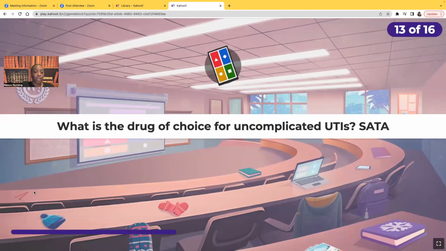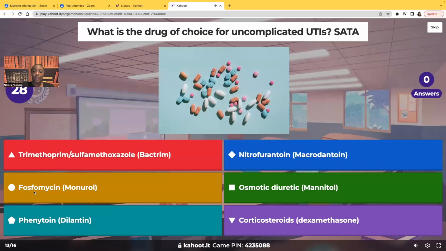Select all that apply. What is a drug of choice for uncomplicated urinary tract infections? This is a select all that apply. So what do you think would be the drug of choice? Bactrim, Macrodantin, Monurol, mannitol, Dilantin, dexamethasone. What do you guys think?